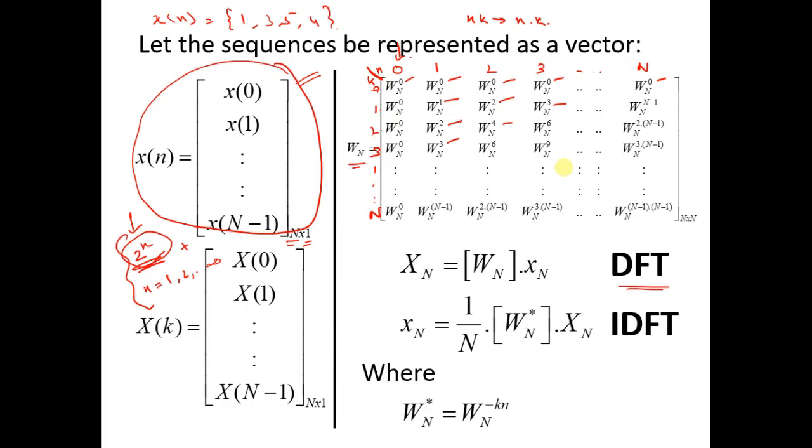So let's see the next point. In the next point, capital X of n is equal to the twiddle factor multiplied by small x of n. So you just have to multiply x of n with the twiddle factor and you'll get the DFT, right?